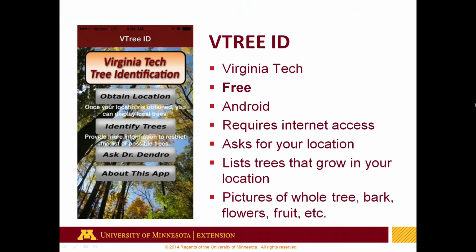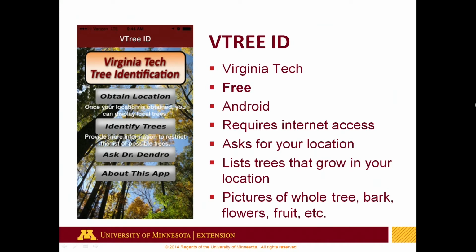V-Tree ID is from Virginia Tech, and it's the Virginia Tech Tree Identification app. Almost all of those identification and care apps are free. This one is free. It's also available for Android. It does require internet access to run, because the first thing it does is ask for your location. It uses your GPS to find where you are, and then lists trees that grow in your location. So if you go outstate or go upstate, go around to a different state, you can use V-Tree. It'll find your new location and give you trees for that location.